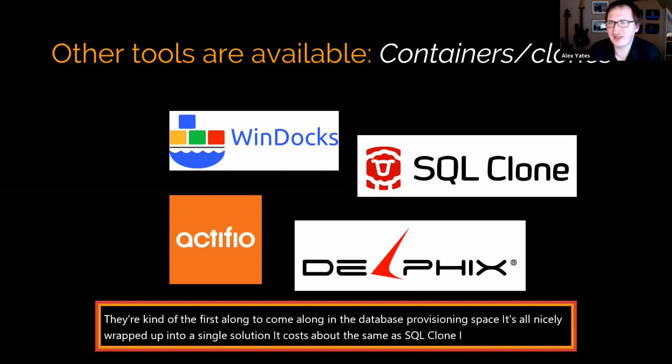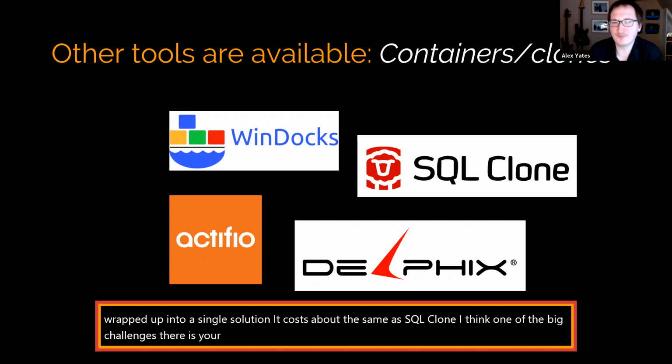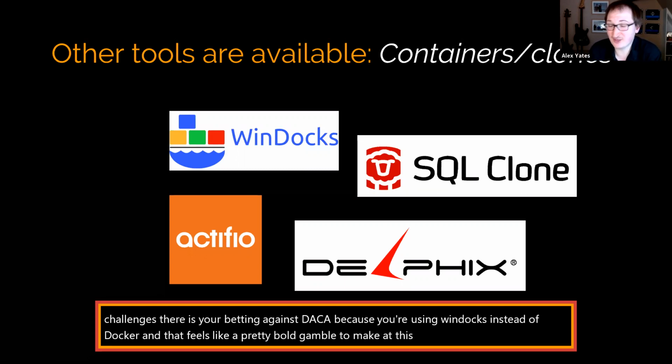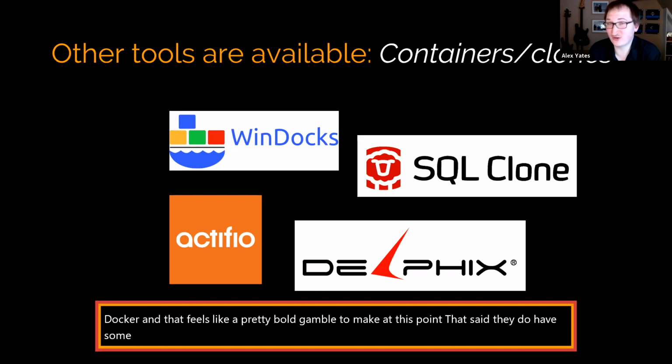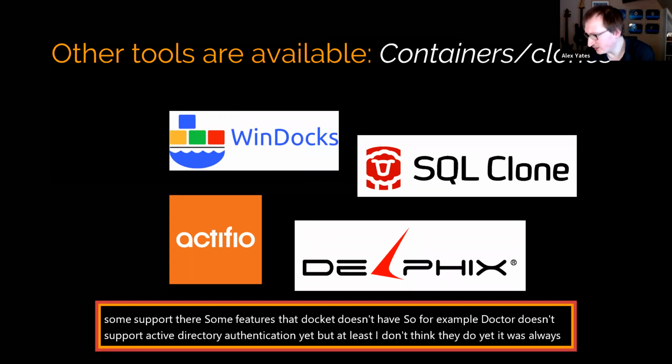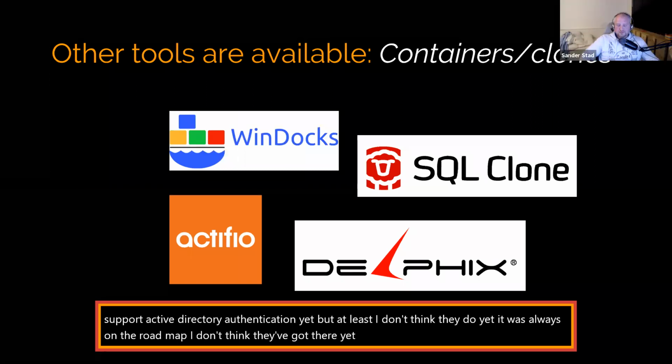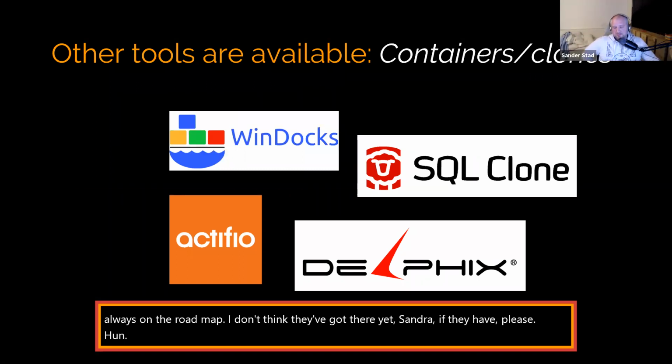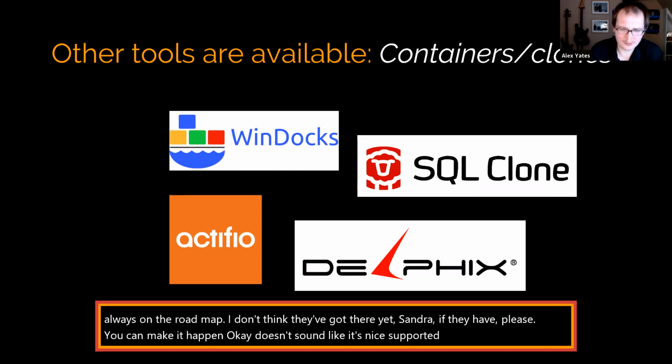One of the big challenges there is you're betting against Docker because you're using Windocs instead of Docker, and that feels like a pretty bold gamble to make at this point. That said, they do have some support. There's some features that Docker doesn't have. So, for example, Docker doesn't support Active Directory authentication yet, but at least I don't think they do yet. It was always on the roadmap. I don't think they've got there yet. Sander, if you can make it happen. Pardon? You can make it happen. Okay. Doesn't sound like it's really supported yet. More work. Windocs has that working out of the box.